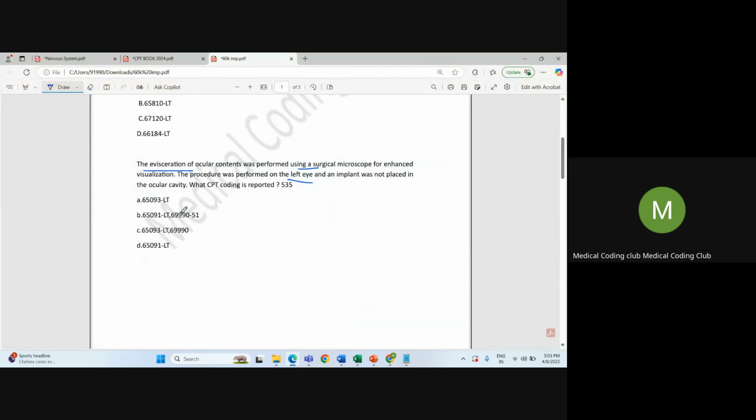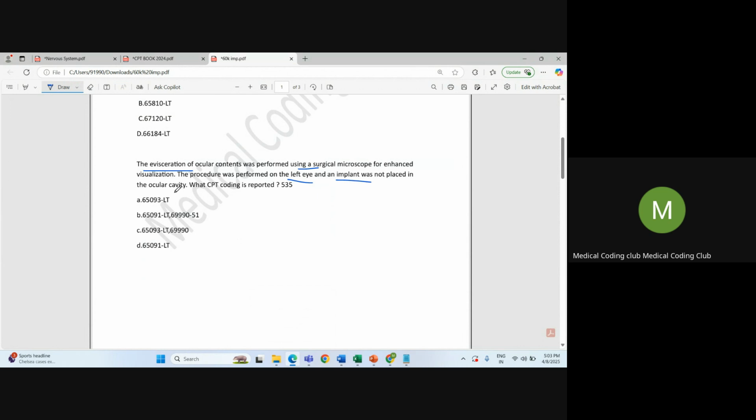So coming back to the second question. The procedure is about evisceration. They utilized a surgical microscope, on the left eye, and an implant was not placed in the ocular cavity. You should be aware of the definitions. Eye enucleation and eye evisceration are different procedures.